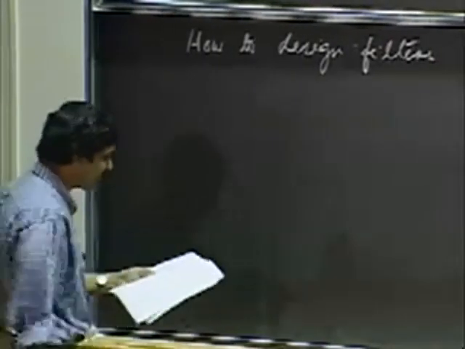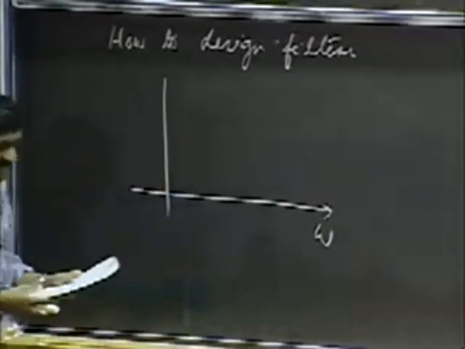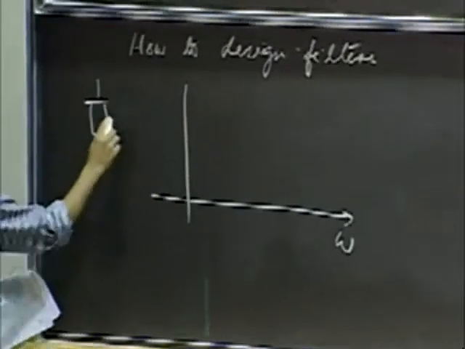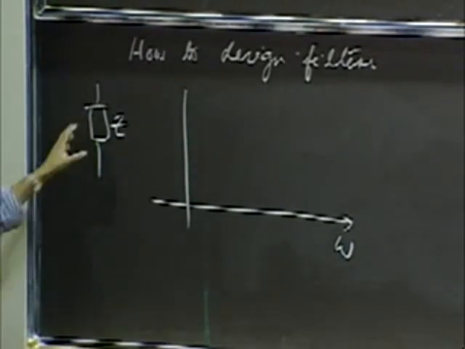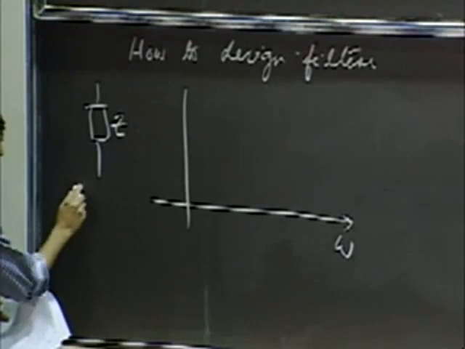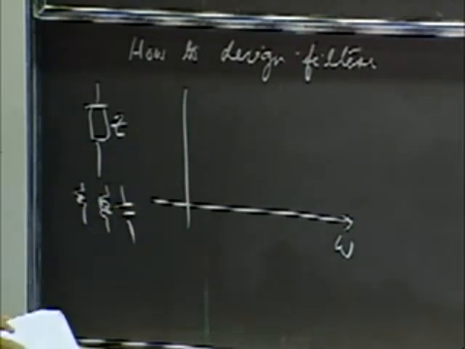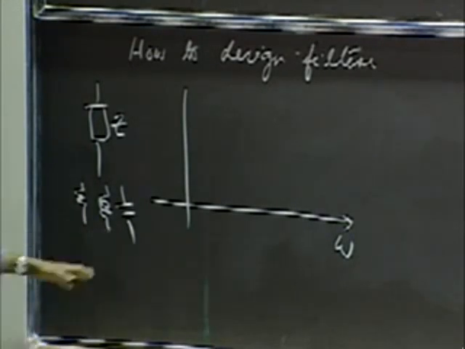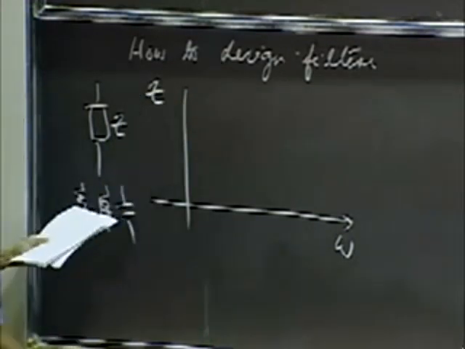So let's get some insight into how the response of various elements looks. Let's take, for example, some impedance Z. Let's say this could be a resistor, an inductor, or a capacitor. Let's take a look at what the frequency response of just these elements looks like. In other words, what is the frequency dependence of Z itself?